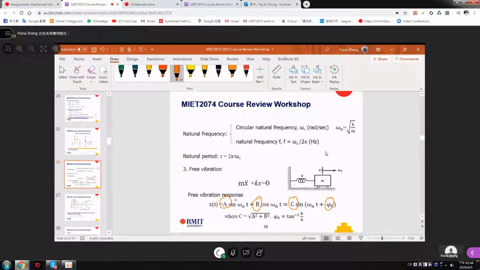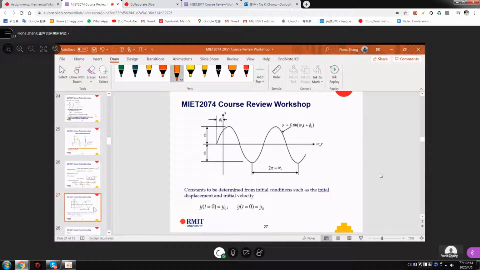If you want to know the relationship between A, B, C and phi, you can take a look here. C equals root A squared plus B squared. Phi equals the inverse tangent of B over A. So these are actually equal to each other, just with different constants. Remember, vibration is oscillation, repeated motion. So here is a response, and this expresses the time. One cycle is 2 pi here.